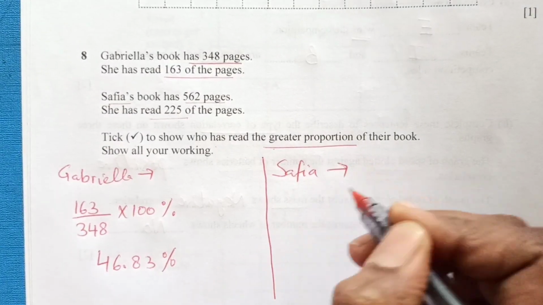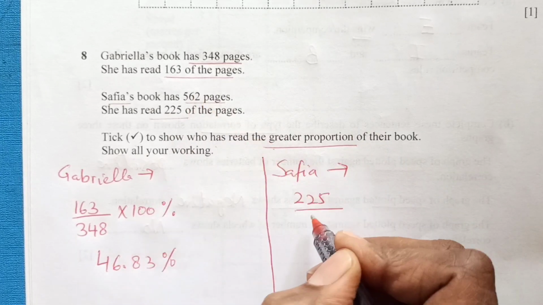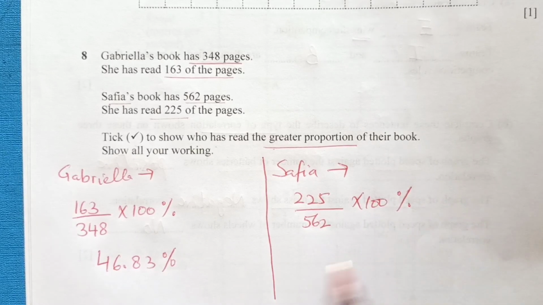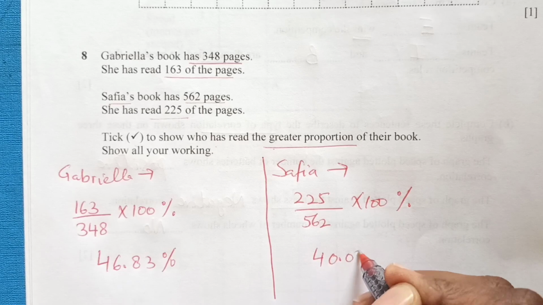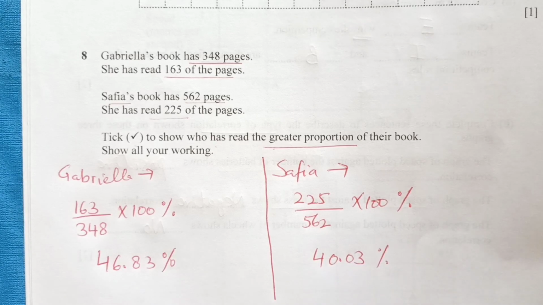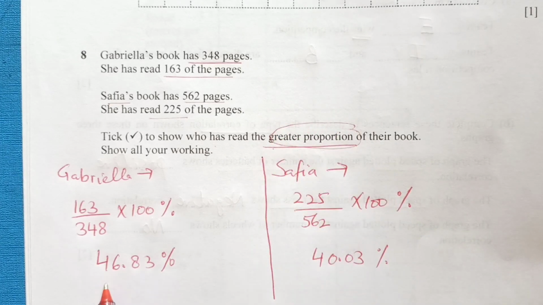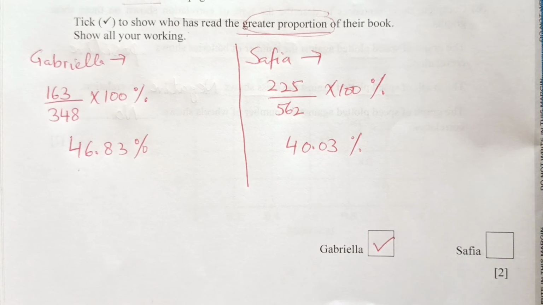Now let's calculate for Safia. For Safia, she read 225 pages out of 562, times 100, which will give us the percentage. If you calculate with a calculator, you are going to get 40.03. So which one is greater? It is asking us the greater portion. The greater portion is Gabriella's. So we are going to tick Gabriella here.